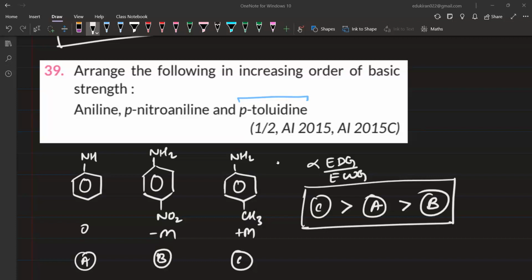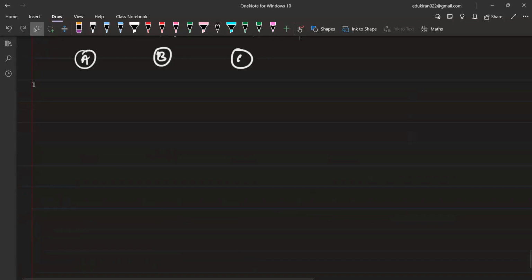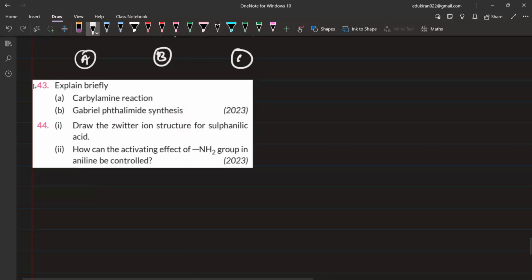Now moving on to a few reactions. These are the questions asked in this year's examination, for 2 marks. Briefly explain carbylamine reaction, Gabriel phthalimide synthesis. So these reactions you have to practice. For name reactions you should practice, I shouldn't have to say it. All name reactions are important. You have to practice according to the chapters. Practice chapter wise. Draw the Zwitter ion structure of sulfanilic acid.